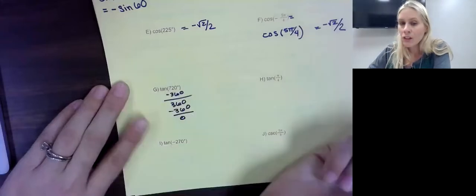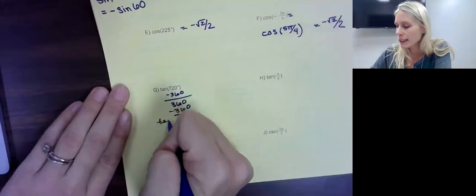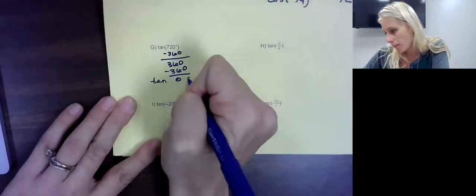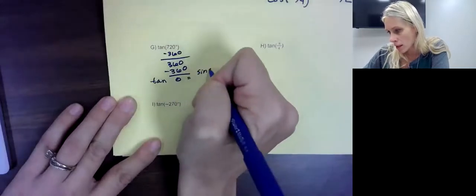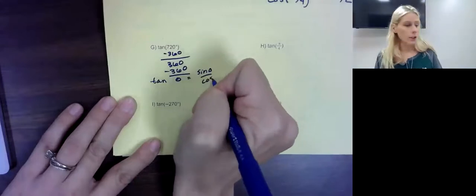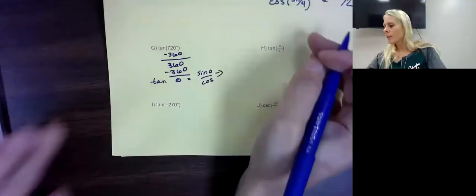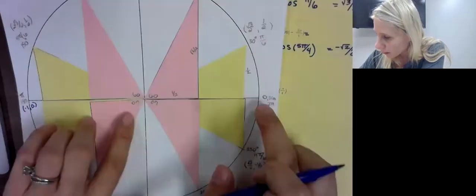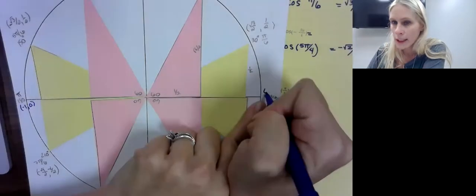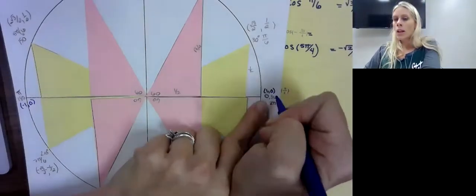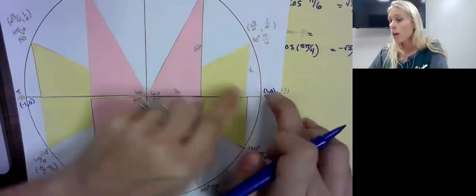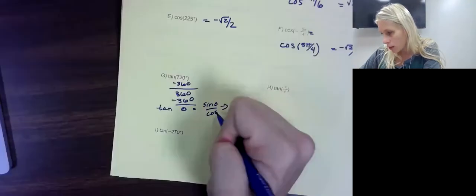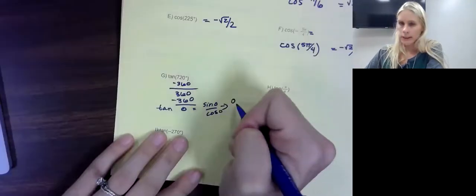And I'm going to rewrite this for your notes. When we find tangent 0, what we're actually finding is sine of 0 over cosine 0. Okay? So take your unit circle. Right here, we're at 0. This coordinate, of course, is 1, 0. So sine of 0 is 0. Cosine of 0 is 1. So we're going to have 0 over 1, which we know is 0.